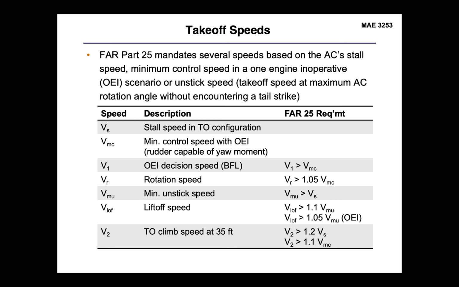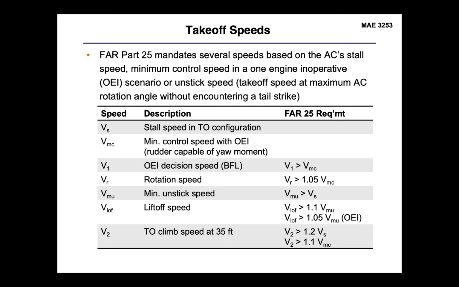Now, all the other velocities are based in relation to these. We have the rotation speed, which is going to be 5% above that VMC speed, so that you're at least slightly above that velocity. You have the minimum unstick speed, which is slightly above your stall velocity. And note, it's just greater than, so there's no requirement on how big that's going to be. Then we have the liftoff speed, which is 10% above that minimum unstick speed, or in the case of an OEI, it's going to be 5% above that minimum unstick speed.